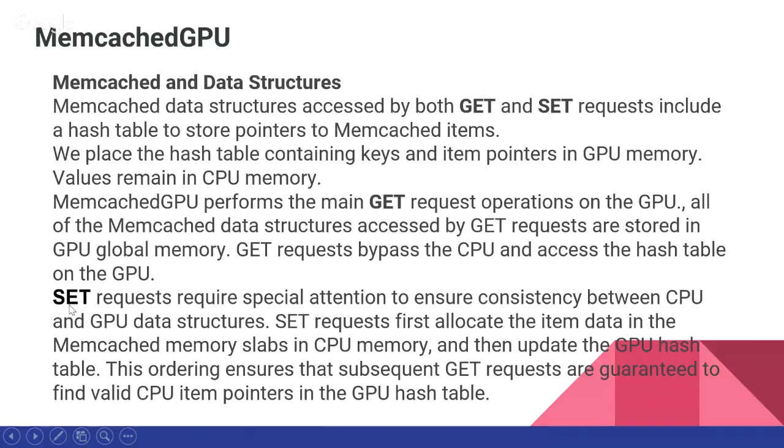The set command request requires special attention to ensure consistency between the CPU and GPU data structures. The set request first allocates the item data in the memory cache, the memory slab in CPU memory, and then updates the GPU hash table. Why is this ordering important? This ordering ensures that subsequent GET requests are guaranteed to find valid CPU item pointers in the CPU hash table.